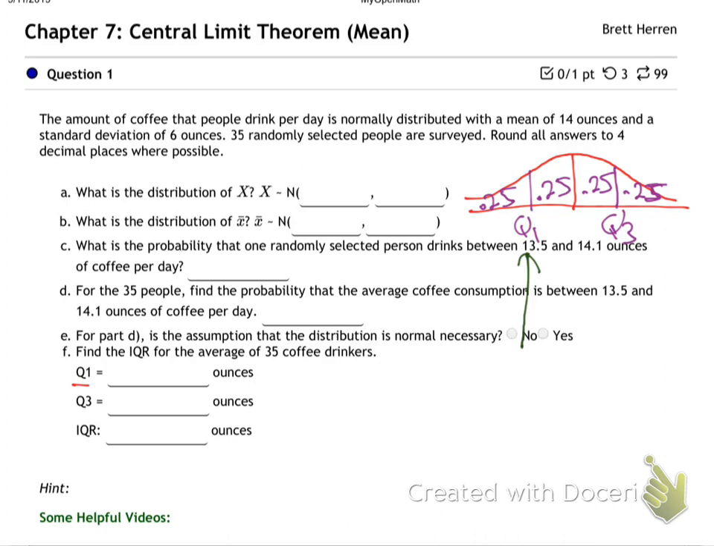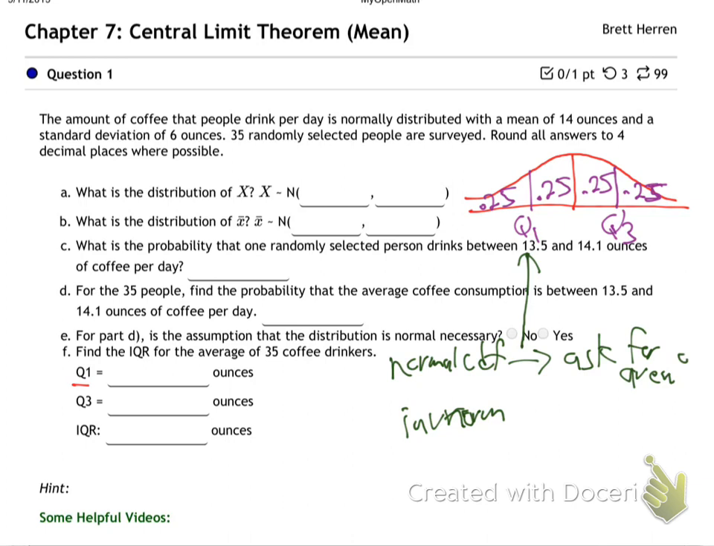Well, we're either going to use normal CDF or inverse norm. Right? Remember, normal CDF is when they ask for the area, percent, or decimal. Inverse norm is when they give us area, percent, or decimal. So which one is it?